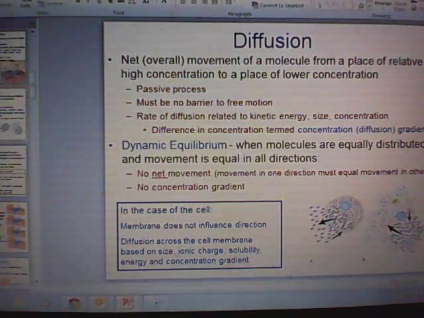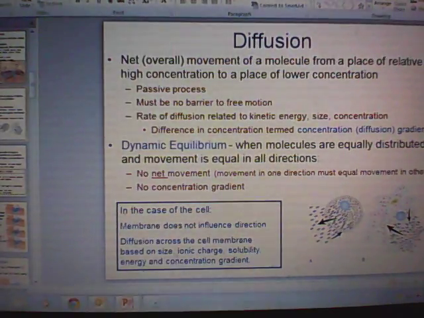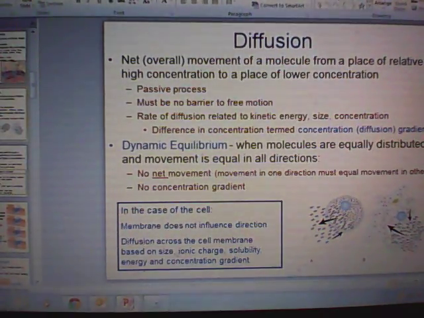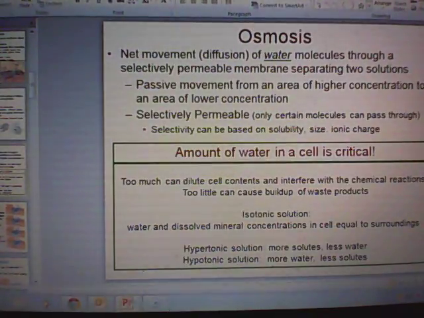That means now that you've moved from a room where it's 20 people to a room where there were only 5, and the people keep moving from the room of high concentration, meaning a lot of people, until there are 10 or 12 people in each room. I should have said 24 total, so you have equal. But you're looking for dynamic equilibrium so that you have equal amounts on both sides.